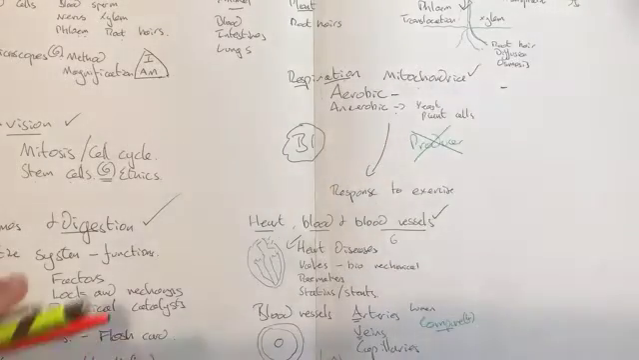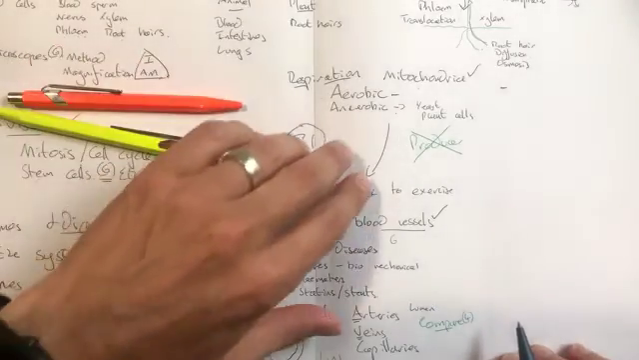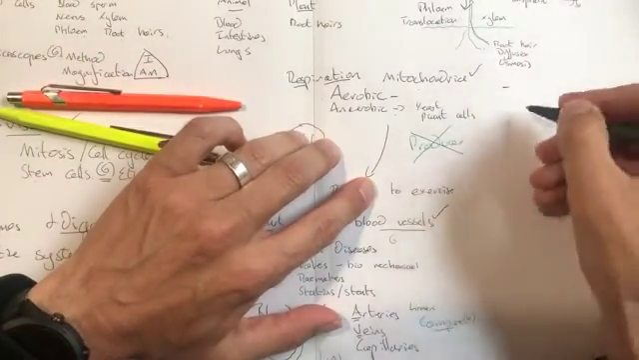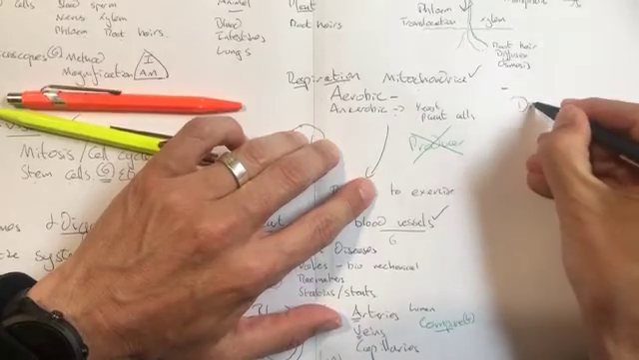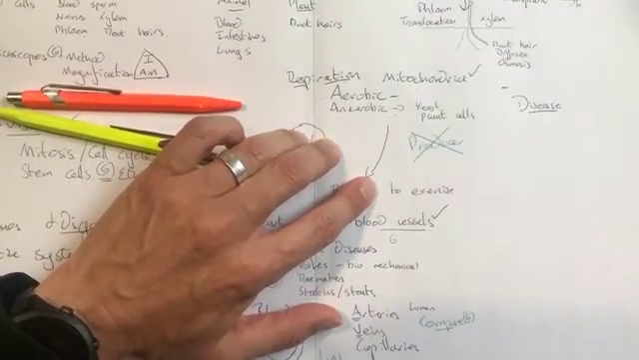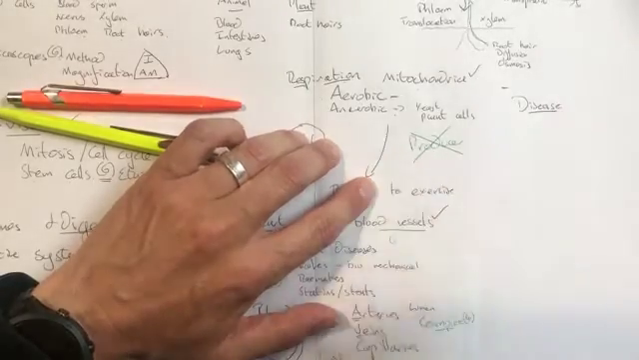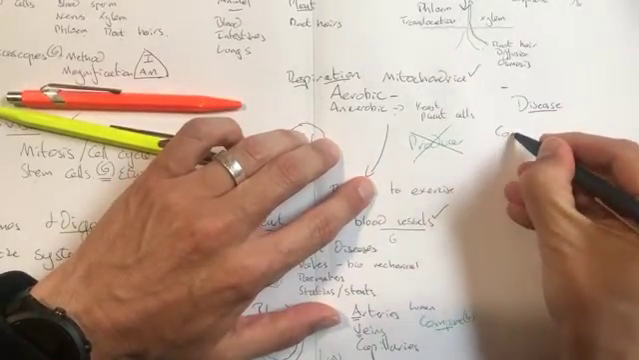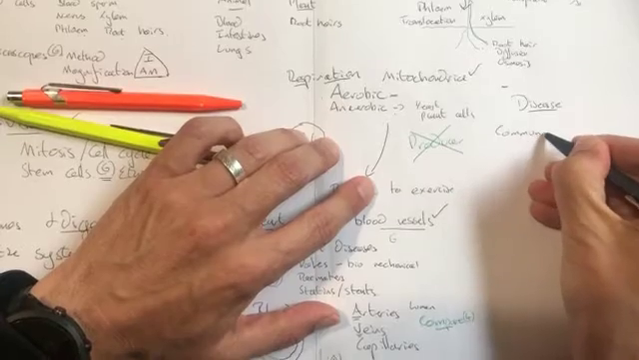So now we're into the last bit over here, and this is really all about disease. The whole last section is about disease. There are 3 sections down here. Now, the first section is about communicable diseases.